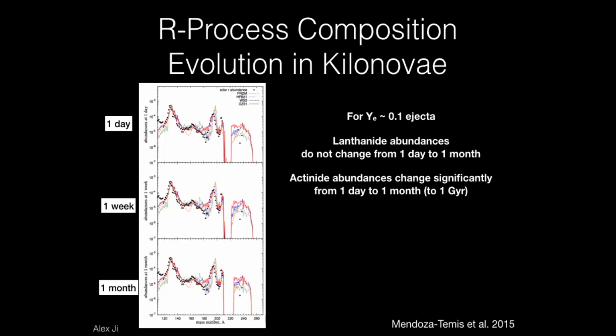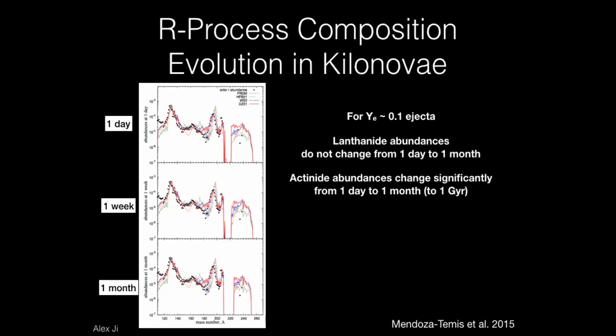And so the lanthanide abundances don't change, and so in terms of the lanthanide fraction we measured, that's pretty good. But in a kilonova, you're not measuring directly a lanthanide fraction. You're measuring an opacity, which includes both the lanthanides and actinides. And the actinides are changing over time. So I just think that's an interesting thing that people should be accounting for.